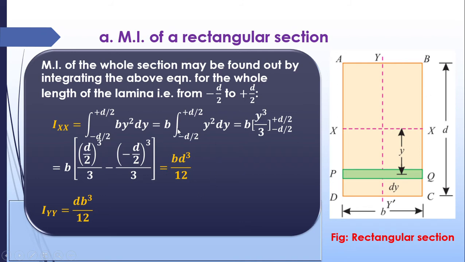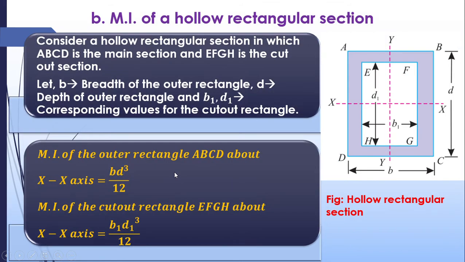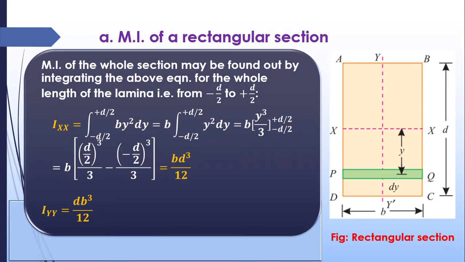After integration you will get b d cube divided by 12. So about x-x axis it will be b d cube divided by 12, and about y-y axis it will be reverse, d b cube divided by 12. You can integrate about y-y axis and do that; for x-x axis I have done that. So for a rectangular section, the moment of inertia about x-x axis is b d cube divided by 12, and for y-y axis it is d b cube divided by 12. This you have to study.